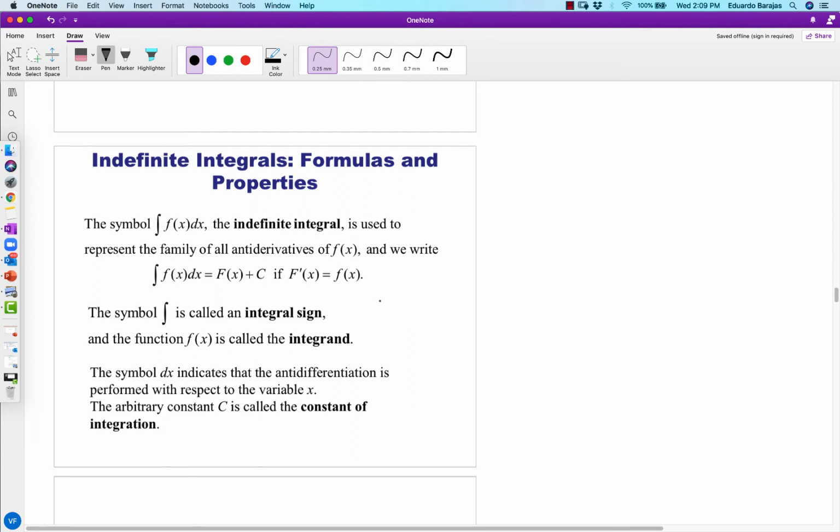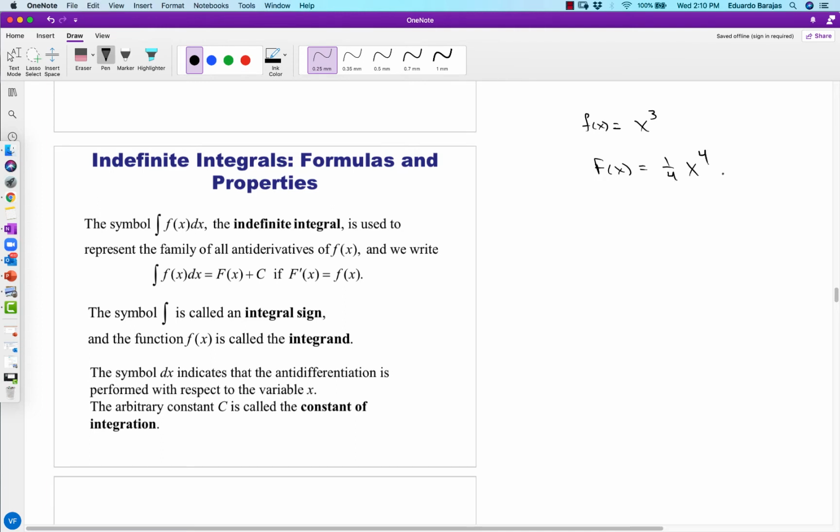So putting things into this format of notation, earlier we were working with this one. We had f of x equal to x cubed. And we found that there's a whole family of functions that look like this.